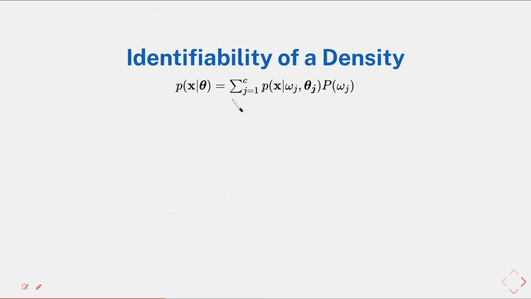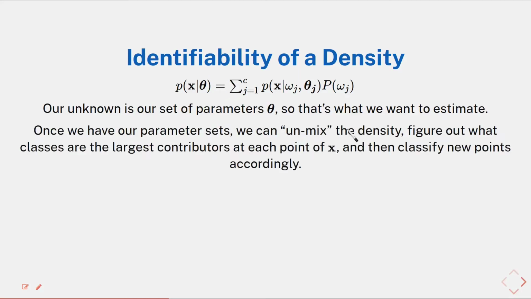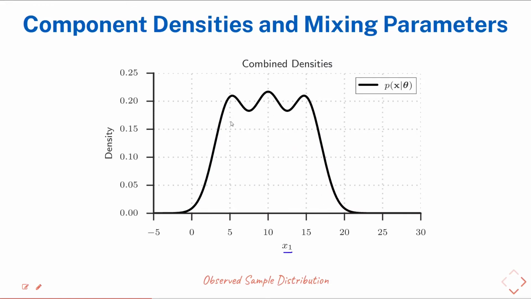So here's that equation again. This is the summation. These are all the mixtures. And this is the observed density. Our unknown is the set of parameters here, so that's what we're trying to solve. Once we have the parameter sets, we can basically unmix the density and figure out which classes are the largest contributors at each point of x, and then classify the new points accordingly. Right? So the idea, if I could just go back a second, is to use this, figure out what component densities could have created this, and then classify new points based on which component density they belong to.